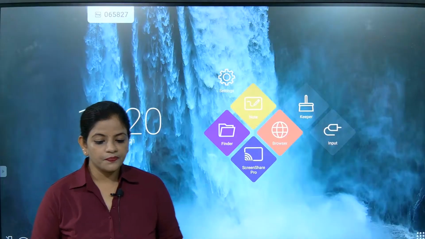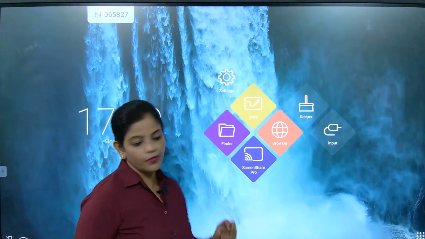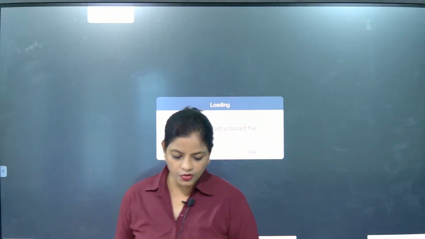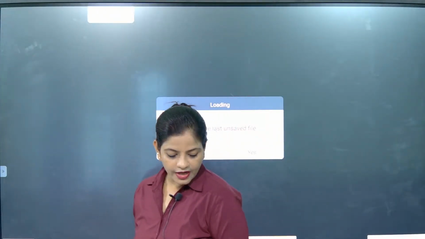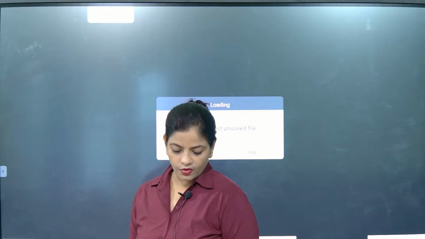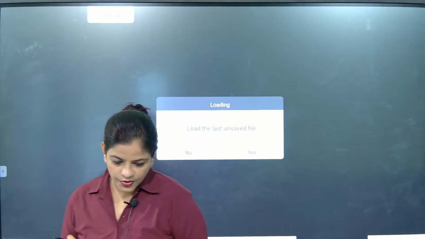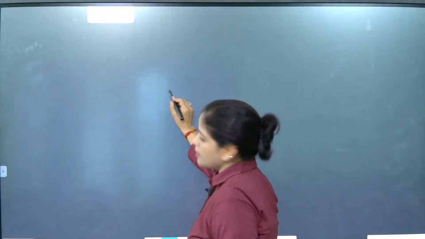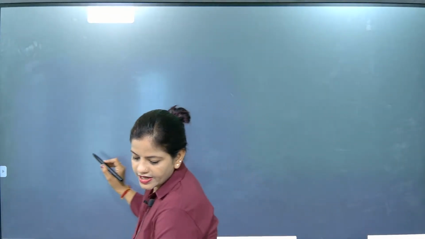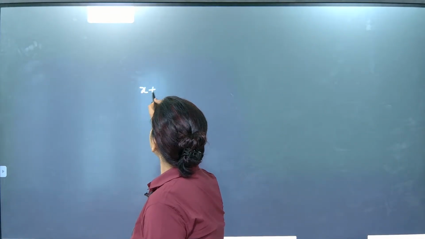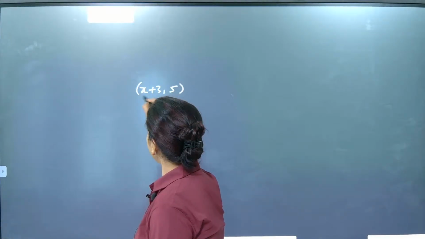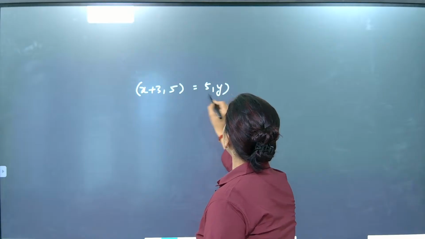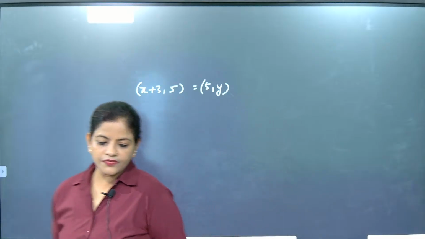Good evening, everyone. So today some questions I'm going to solve. First question: when somebody asks you about coordinate axes, and you are discussing coordinates, what kinds of questions come. The first question I'm dealing with today is, if somebody asks you, find the value of x and y if (x + 3, 5) = (5, 1). So this question is coming.